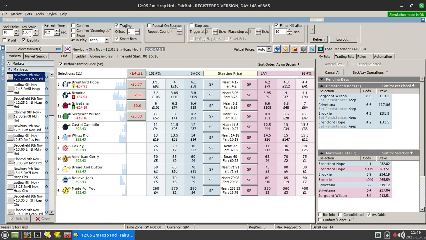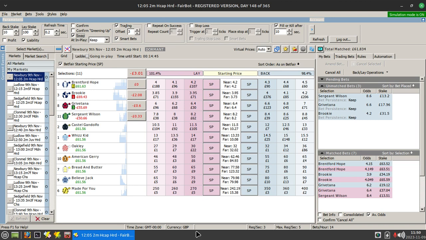So that's the basis of this technique, but we do it in running, where the volatility will hopefully help us get numerous offsets matched. So in terms of configuring Fairbot, you need to have this set as a liability. You need to have your trading offset switched on and whatever offset you prefer. Also, switch to swap mode.